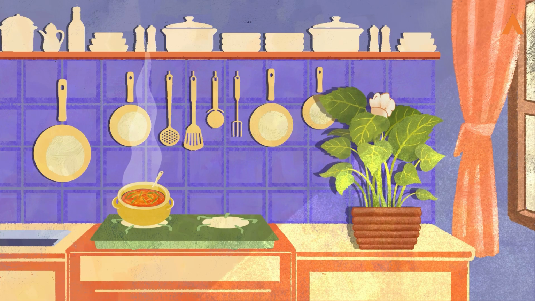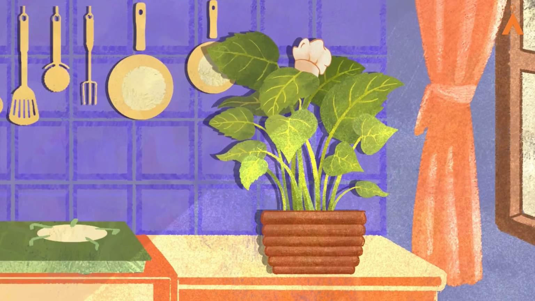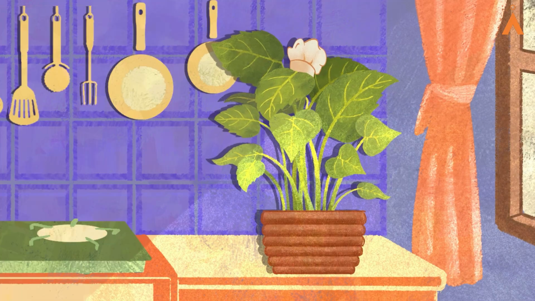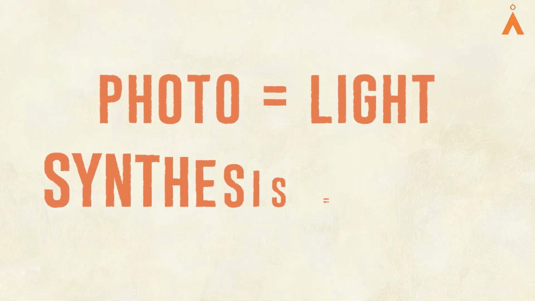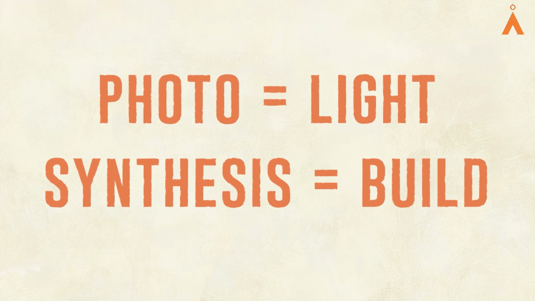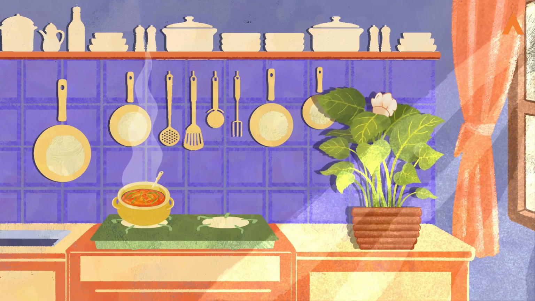When it comes to food, plants take matters into their own hands. They can prepare their own food. This cooking activity is called photosynthesis. Photo means light and synthesis means to build. Hence, photosynthesis means building up with the help of light.